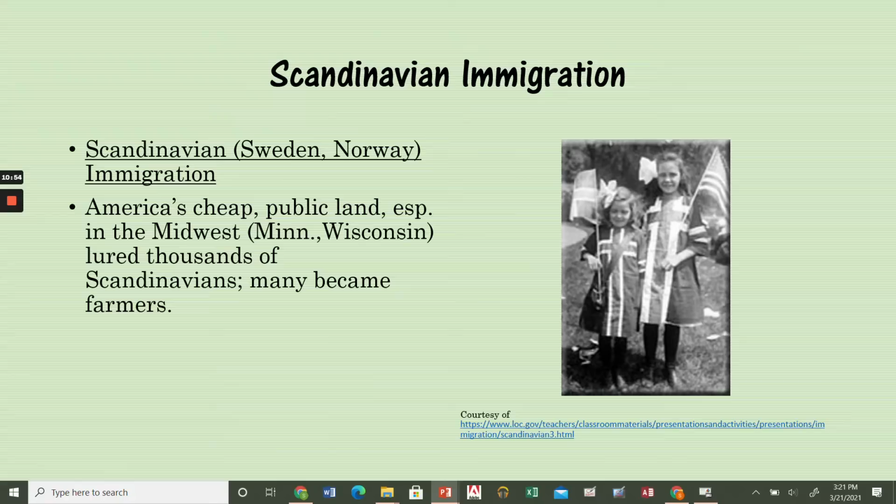initially up in that territory, you had the Northwest Territory, after the Treaty of Paris. But then again, even further west of that, after the Louisiana Purchase, all this land is added to America. Lots and lots of good farmland. Many people in that area are still farmers today. And this lured thousands of Scandinavians.